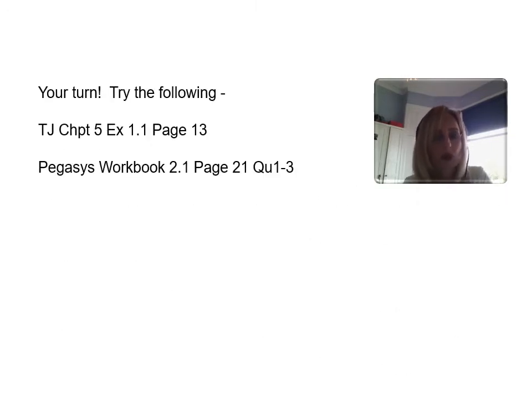So that's quite a good place to stop and have a go at some of these for yourself. There are some examples to try here. We've got the textbook examples on page 13 on exercise 1.1, and our Pegasus workbook section 2.1, so that should be on page 21. Questions 1 to 3 have lots of different examples there as well. So have a go at those and see how you get on.